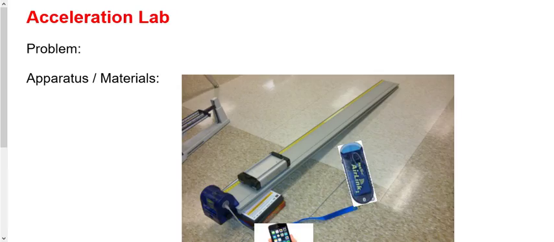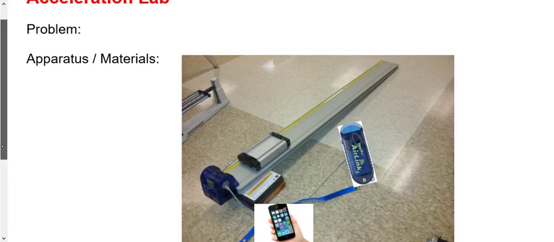So the problem, or the purpose, is to find the acceleration, the specific acceleration, of that toy car as it rolls down the incline. Now, of course, we always phrase a problem in the form of a question. So take what I just said and rephrase it in the form of a question. What are we going to use to do this activity?